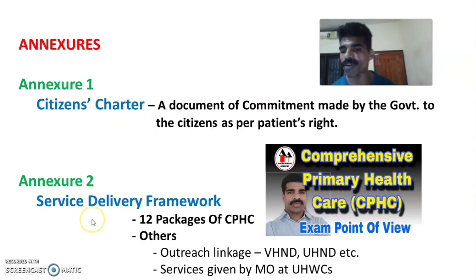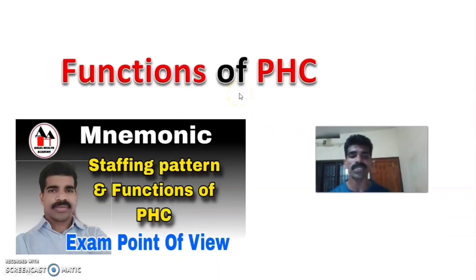And the second annexure, I have already explained, is regarding the service delivery framework. It includes what different services are available at a primary health center, and the staffing pattern or human resources of the primary health center are also available. Then IPHS 2022 stresses the 12 packages of comprehensive primary health care and other services. I have already uploaded a video on comprehensive primary health care. You can go through that and get an understanding of the 12 important packages of comprehensive primary health care.